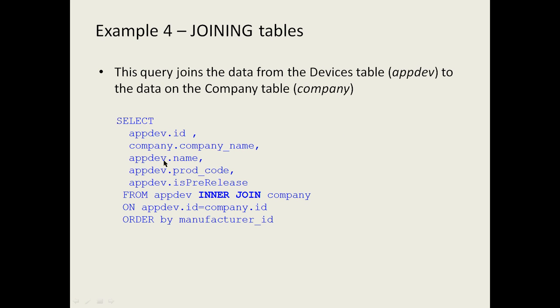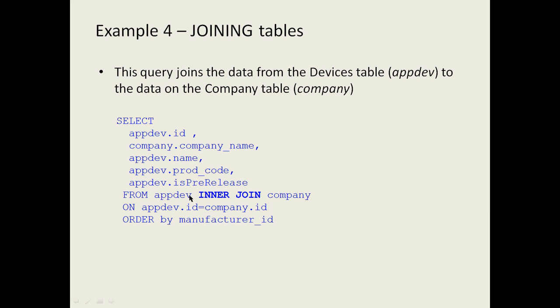Instead of putting one by the other one, I put here the fields that we want to see. So the SQL query said, select, show me, from the table appdev, the ID, from the company table, which is the other table, the company name. Then again, from the appdev, the name. And they're sequenced so that you can see them in the same order in the result. And then you show me the production code for the device ID, and show me also if it's a pre-release or not.